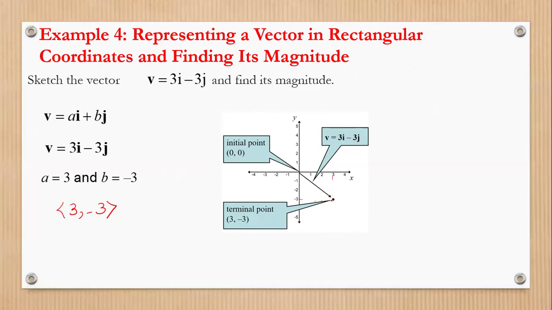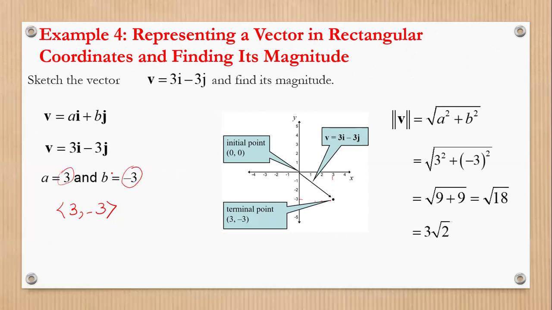Now we will have this vector from the origin to that point. After graphing the vector, now it's time to find its magnitude. To find the magnitude, we just need to use the same formula, a squared plus b squared. a squared means 3 squared, b squared means (-3) squared, 9 plus 9 is 18, and if you want to simplify, you can rewrite 18 as 2 times 9, and you know that the square root of 9 is 3, so you will have 3 root 2. So that's the magnitude or the length of this vector.